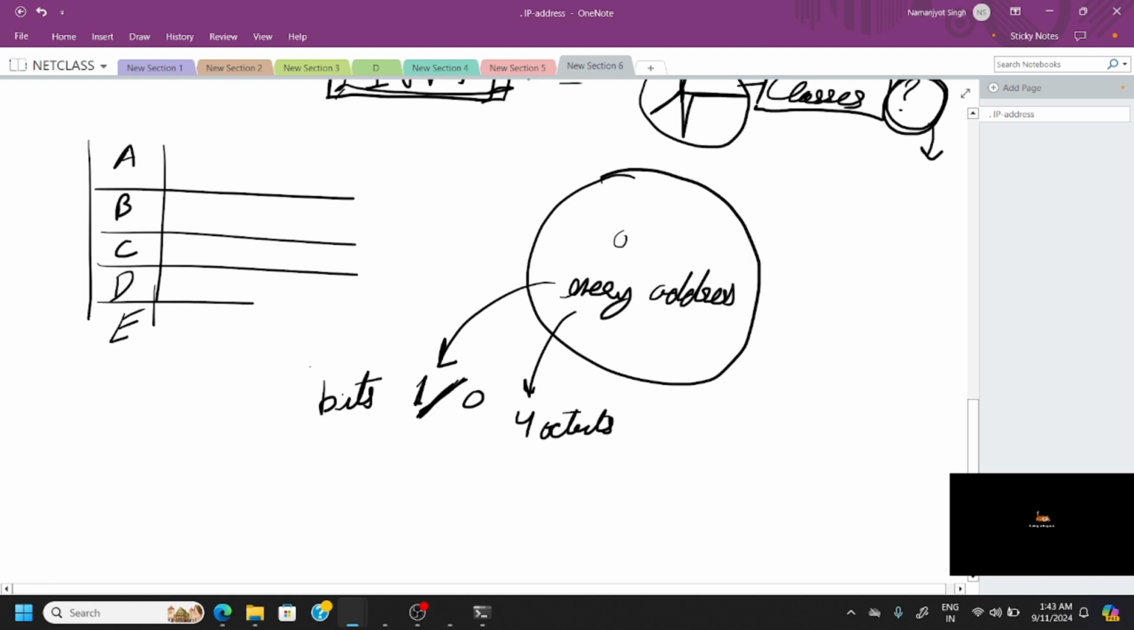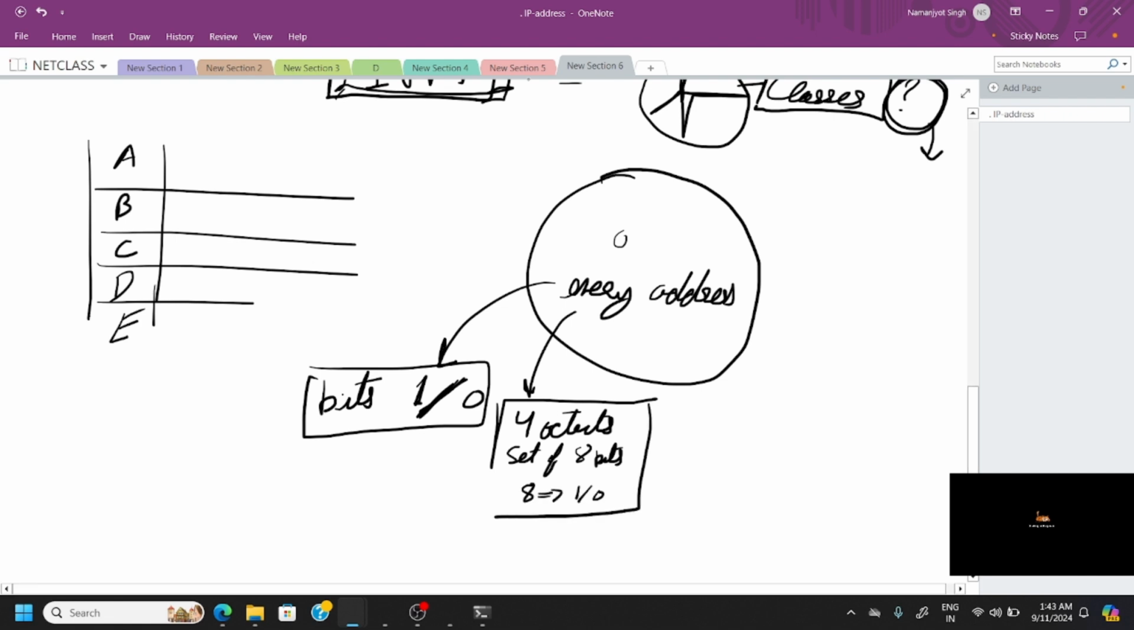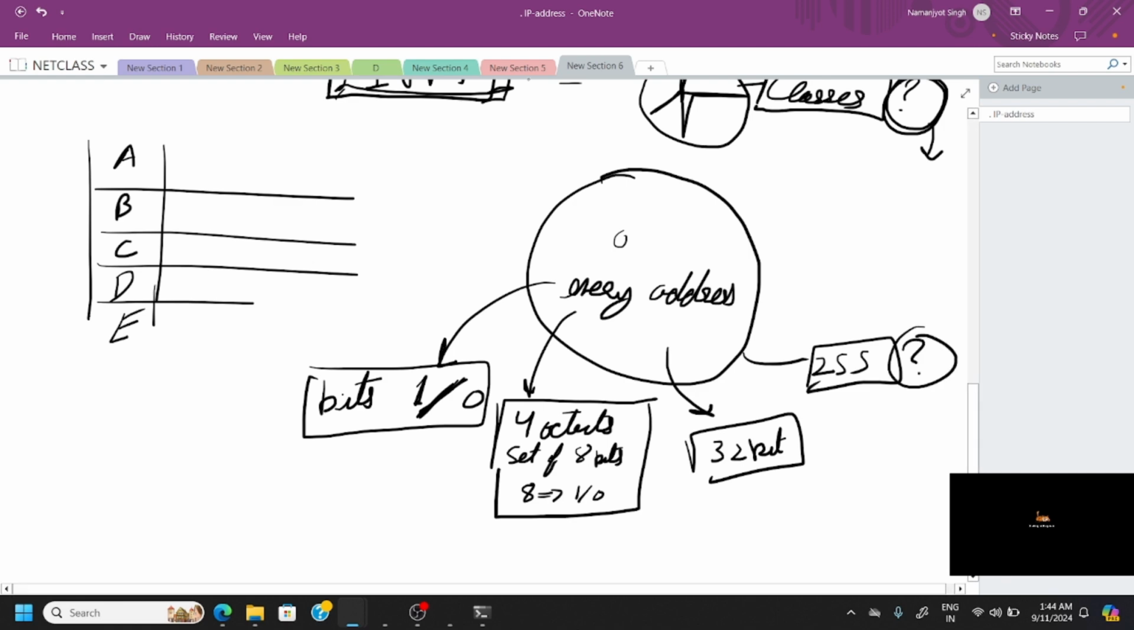What is an octet? An octet is a set of 8 bits, meaning a set of 8 ones or zeros. In total, every IPv4 address is 32 bits long, and the maximum value of each octet is 255. We will see how in the future.